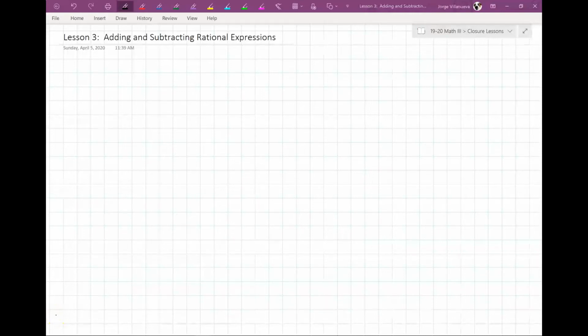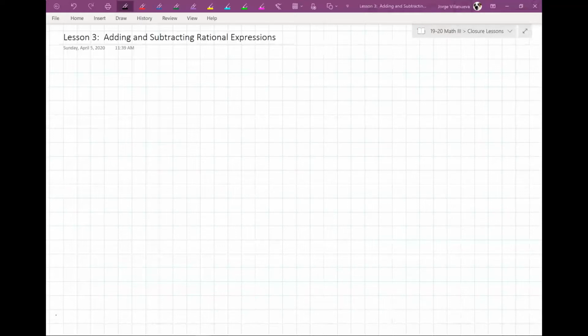Hey guys, this is lesson 3, adding and subtracting rational expressions. Now, we're not going to do the adding and subtracting of rational expressions with unlike denominators. There is going to be one problem, so I do have to show you how to do that, but most of the problems you do are going to have the same type of denominator.